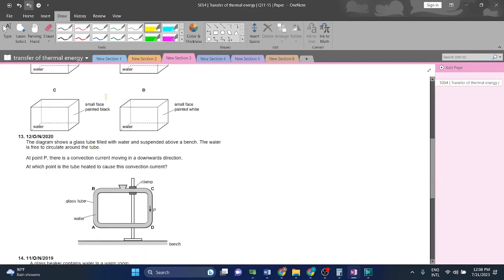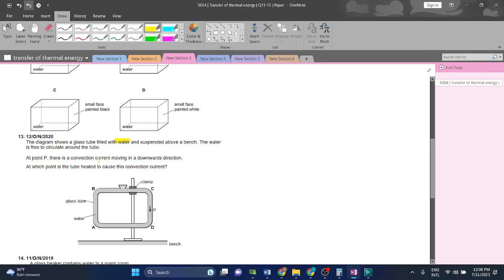Question 13. The diagram shows a glass tube filled with water and suspended above a bench. The water is free to circulate around the tube. The water is circulating in this manner, which is a clockwise manner, right? Water यहाँ से यहाँ, यहाँ से यहाँ, यहाँ से यहाँ, यहाँ से यहाँ, and then back to here.